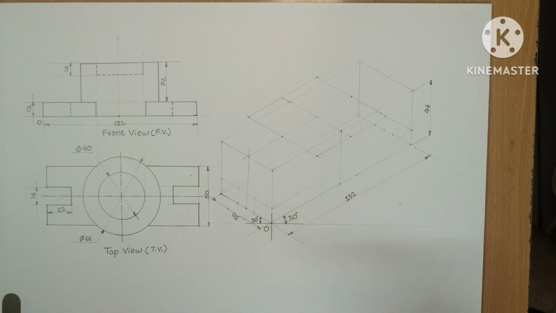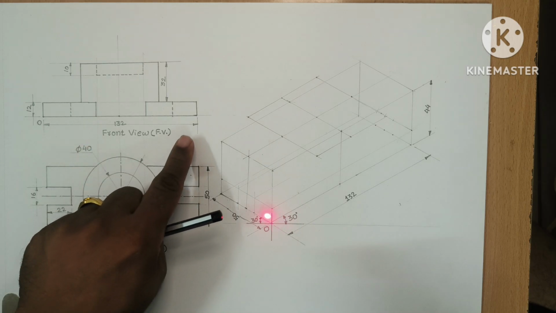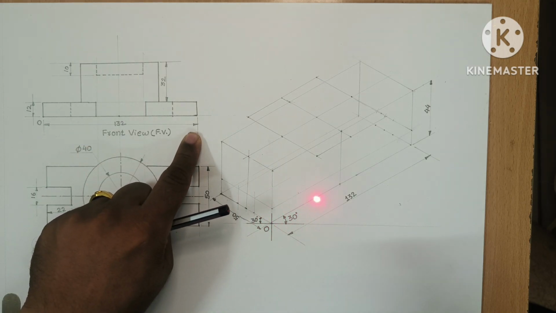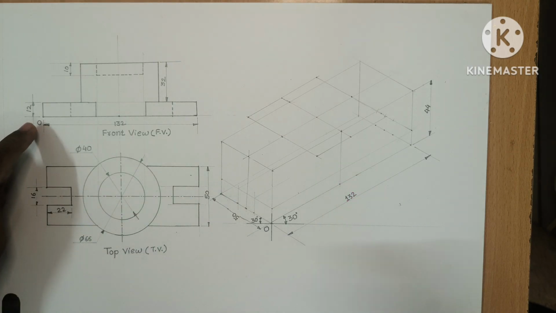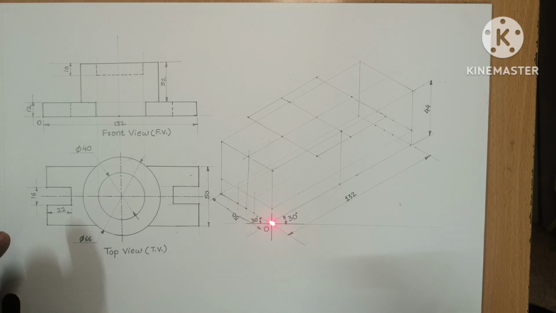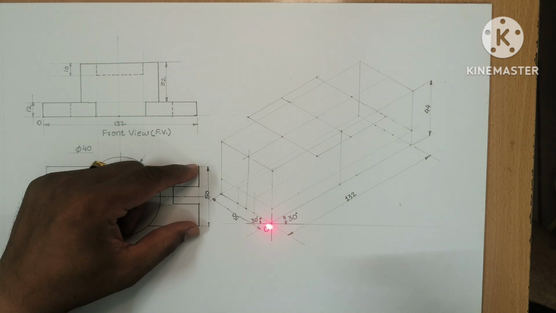Now we will see this one is the origin O and this one is the origin O. From O to the right side the distance is 132 millimeter. Then from O to the left side, or in the top view, this distance is 50 millimeter.